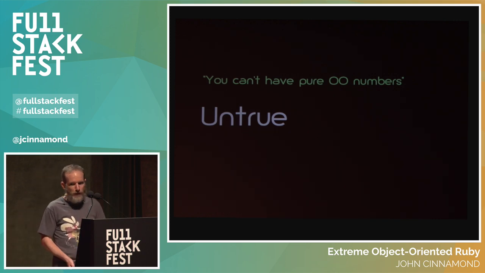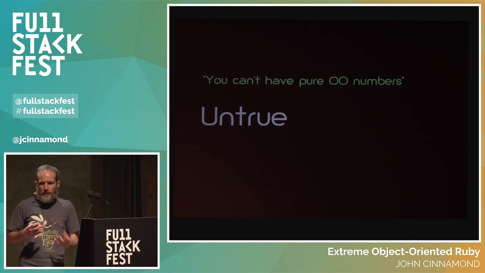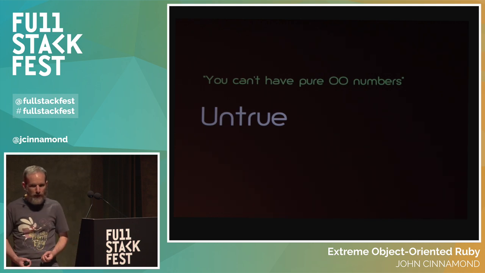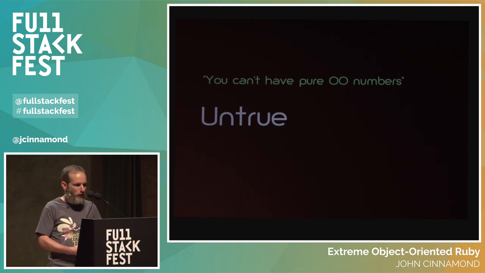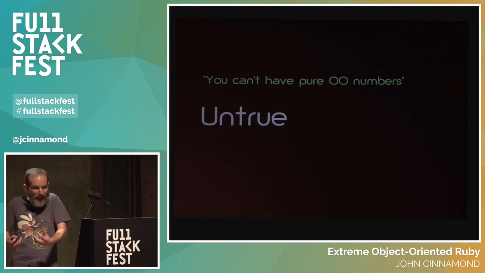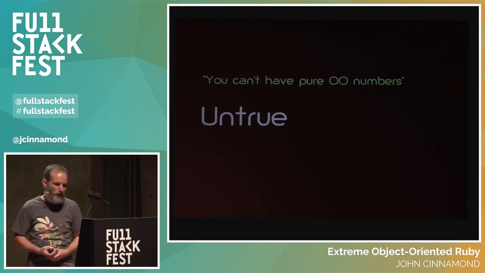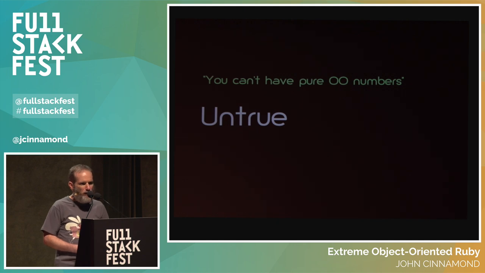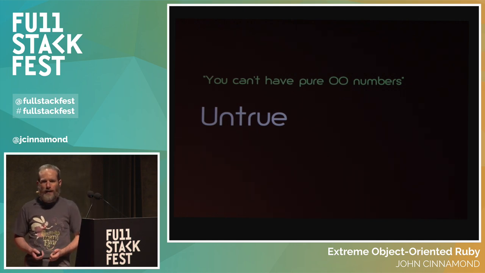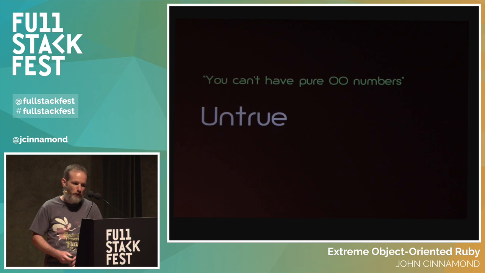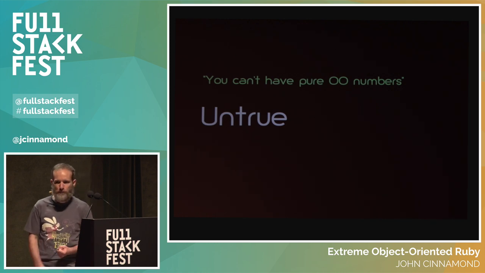And this reminded me of Sandi Metz's talk. I thought, if this is a fundamental language feature, and it turns out you can take it out... I thought, you can't have pure OO numbers. You've got to have some special representation, and that's not true either. So I got kind of interested in how far we can take this idea. How far can we go towards creating a pure OO version of Ruby?